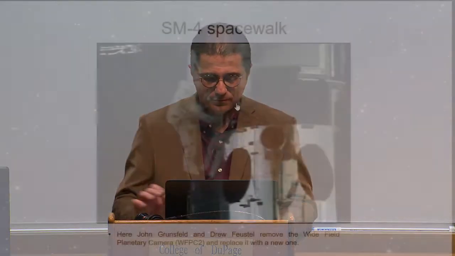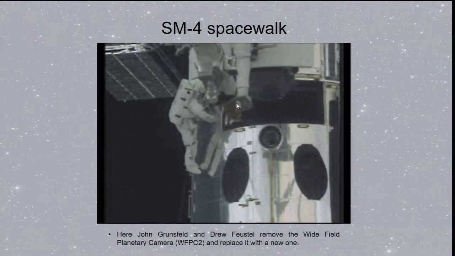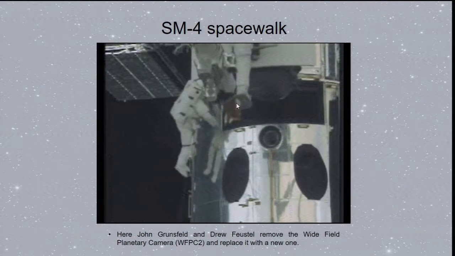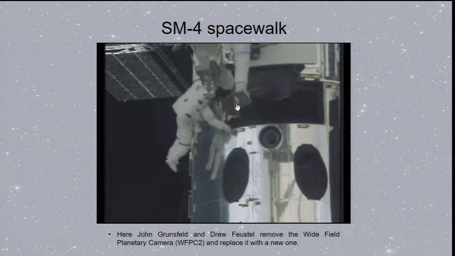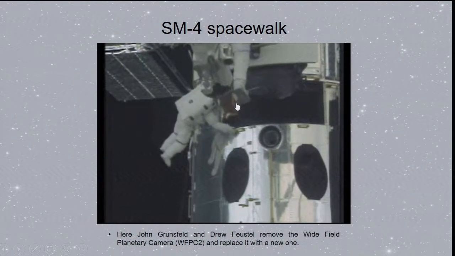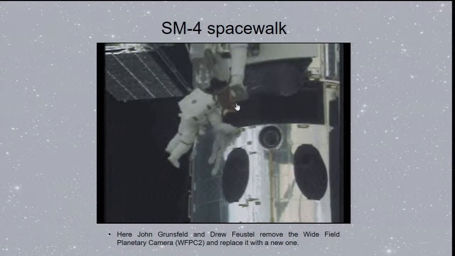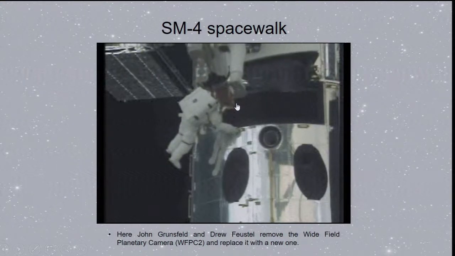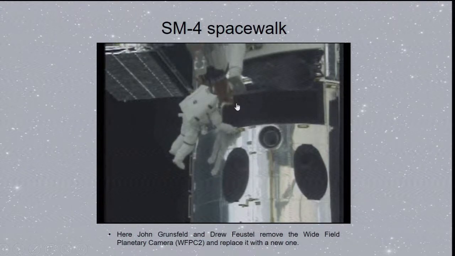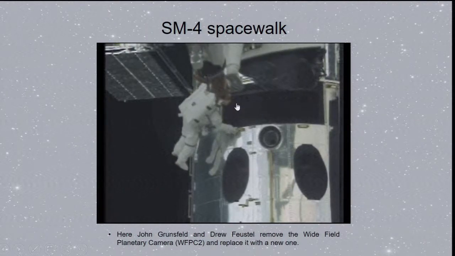So here you see John Grunsfeld and fellow astronaut Drew Feustel removing WFPC2 to replace it. The Wide Field Planetary Camera 2 is clear of the structure of the telescope, and now Feustel will be maneuvered by Megan MacArthur to the temporary stowage location along the left side of the payload bay. Clear to go and take a look if you need to. Thank you.